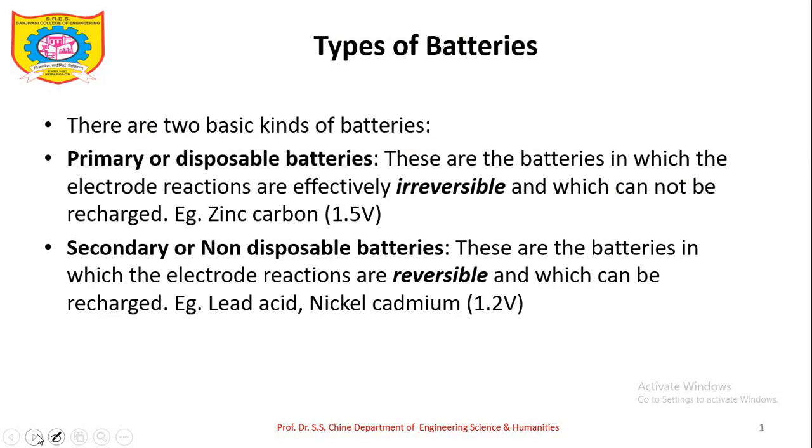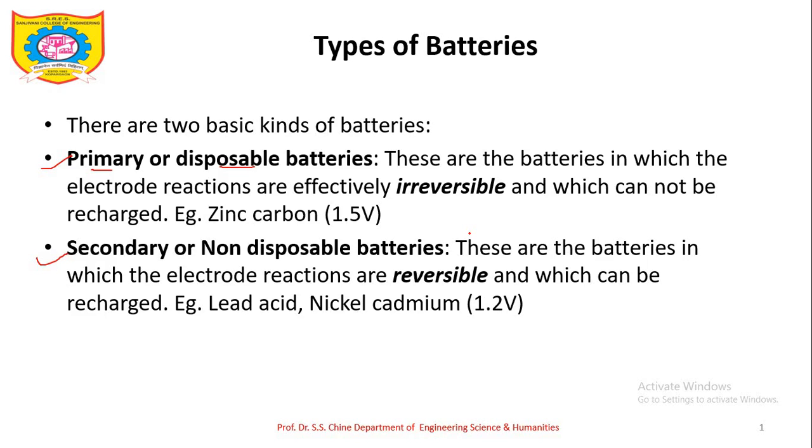So types of batteries. There are basically two kinds of battery. The first one is a primary or disposable battery, and another one is a secondary or non-disposable battery. As an example of primary or disposable batteries, if we consider our torch, in that torch there is use of pencil cells. So these are dry cells, which are a type of primary battery.